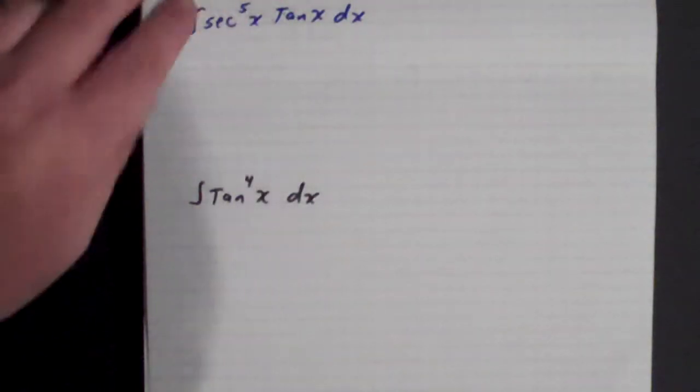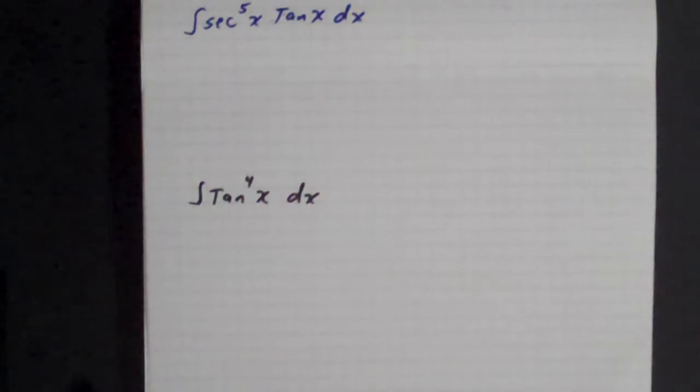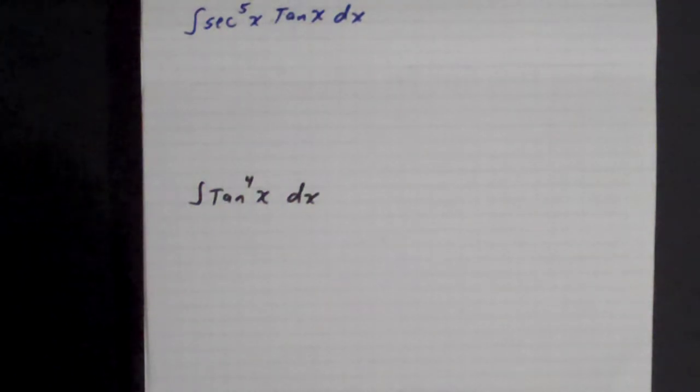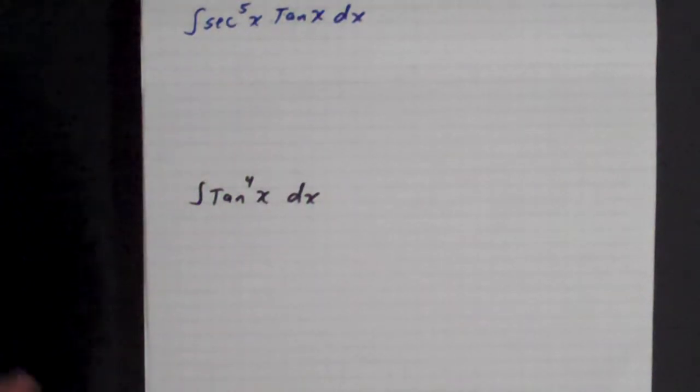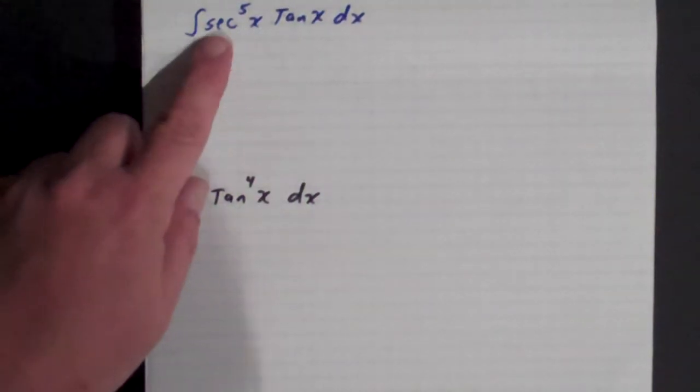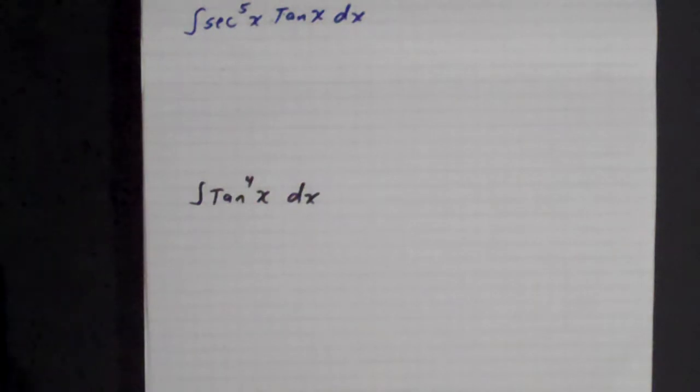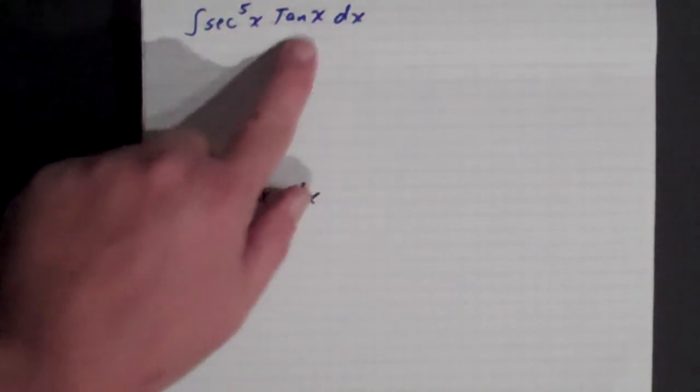If we look at ones like this, secant to the fifth tangent, you may have to realize that the derivative of tangent is secant squared. It's hard to get a secant squared. You could break it into secant to the third and secant squared. But the derivative of secant is secant tangent.